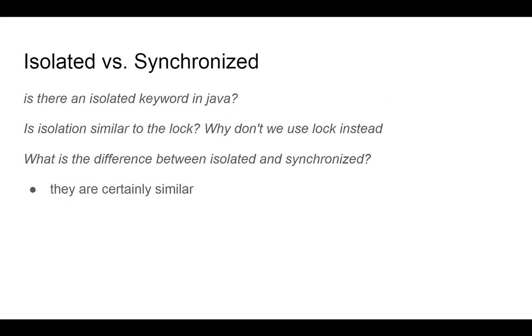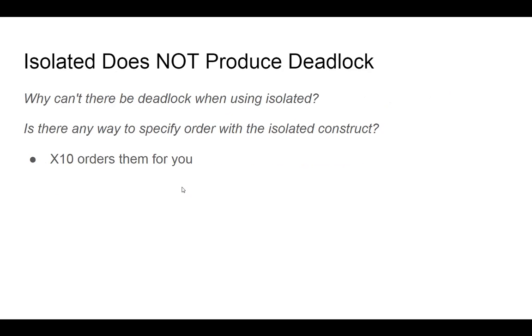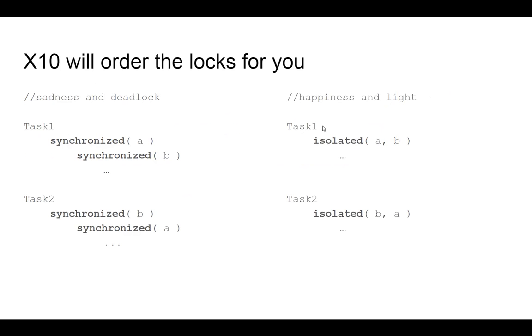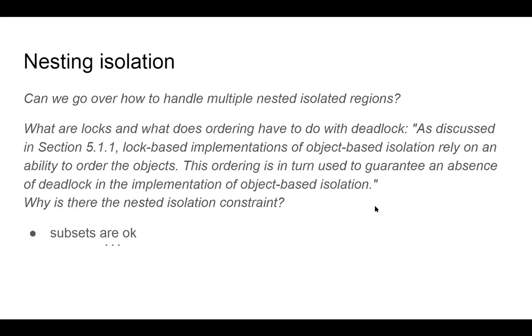People asked a bunch of questions like, what is the difference between isolated and synchronized? They're certainly very similar. One of them is that isolated does not produce deadlock. And so how this works is X10 or Habanero, which is the Rice version of it, orders the locks for you. And so we'll talk about that in a little bit, right? Like I said, this right here is sadness and deadlock. When you are in Habanero, you would just say, no, no, no, give me both, right? And if you ask one AB and one BA, it'll make everything work for you so that it's okay.